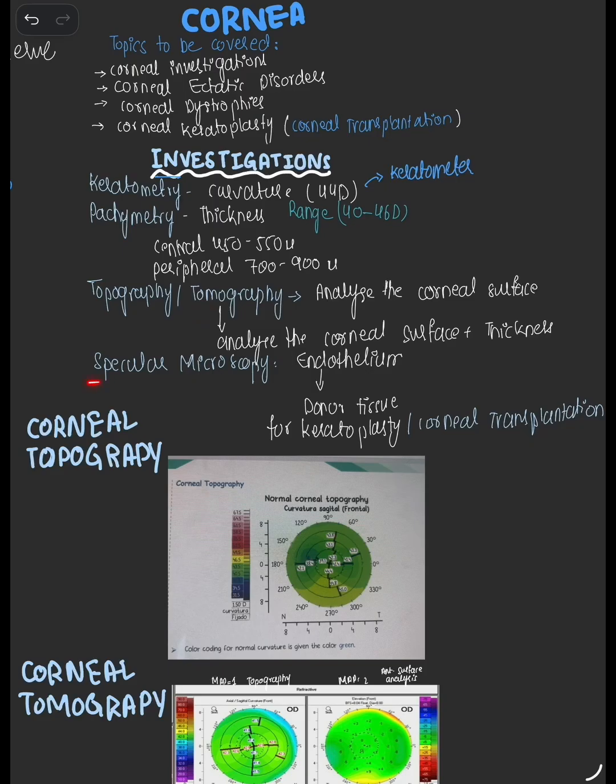Next is the specular microscopy. It is to study the endothelium of the cornea, and one of its most important clinical applications is to determine the quality of the donor tissue for the keratoplasty, the corneal transplantation. If the endothelium is less functioning in the donor tissue, then it will not be acceptable. It is accepted only on the basis of the endothelium, and that is assessed only by specular microscopy.